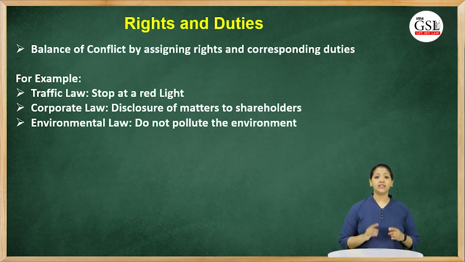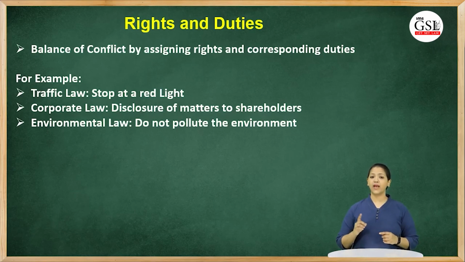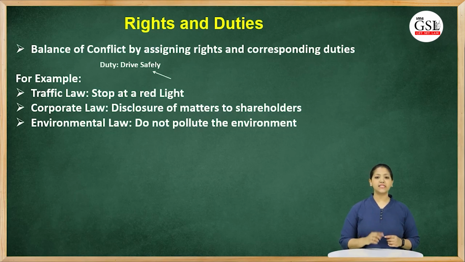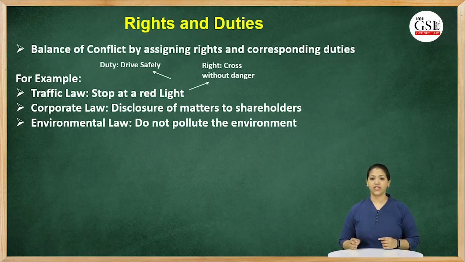You will find that each of these laws have one thing in common. Each law simultaneously assigns a duty and a right to people. Traffic law, stop at the red light. The duty is explicitly assigned to the car driver. The right is impliedly given to the pedestrian who wishes to cross the street.